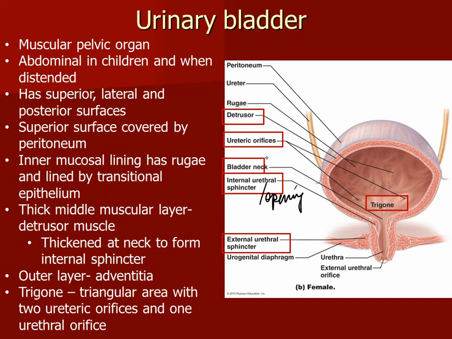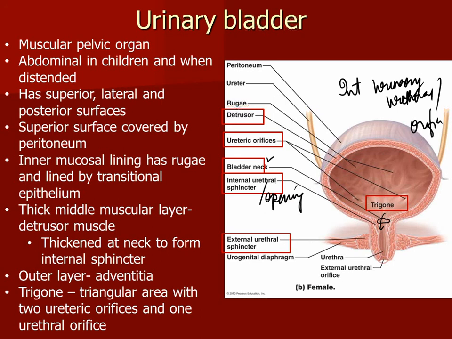This is also the region where the bladder continues into the urethra, so it's also called the bladder neck, or the internal urinary or urethral orifice. All these are the same for this opening here. So this region is called the bladder neck, and it leads into the urethra. It's called the internal urinary or internal urethral opening, or internal urethral orifice. This is where the internal urethral sphincter is going to be present.